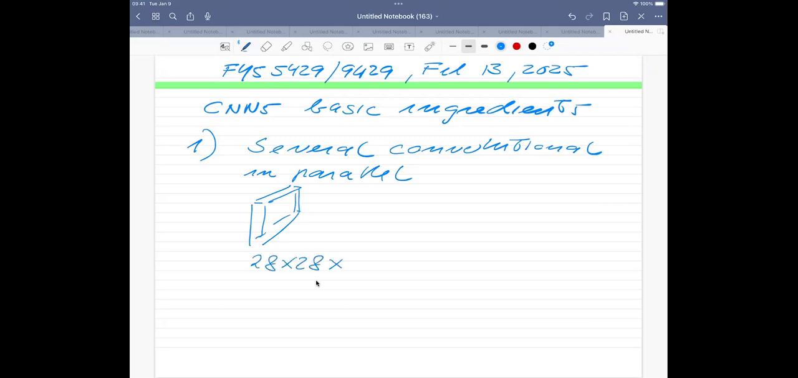And it could have 3 colors or just a black and white one. So we call these color channels. If you have just one color channel, we just put 1. So this is the typical size of the image. And then what is often done is to scale down the size of this image by applying filters.